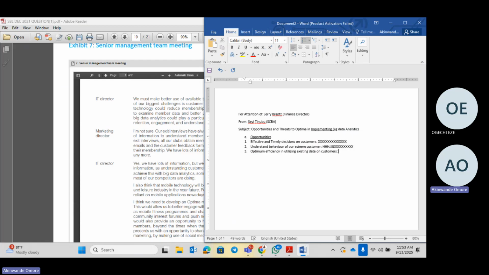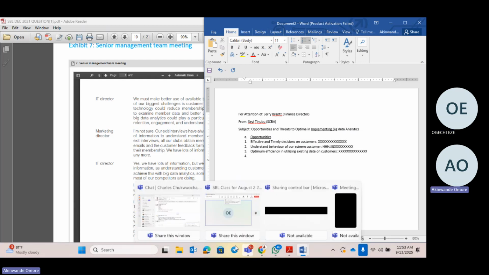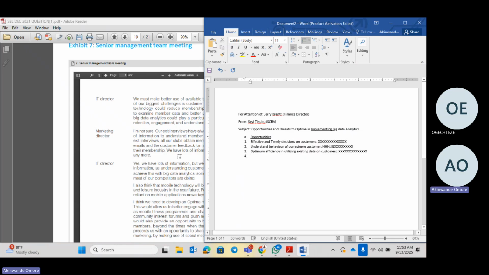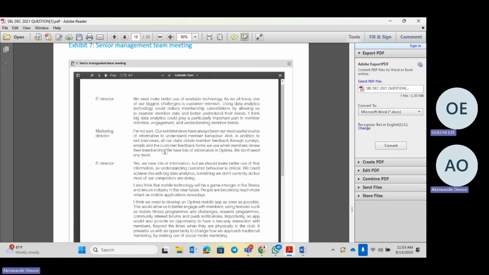So when we are explaining soon, we'll make reference to the discussion of the marketing director, and we must be customizing our answers to data analytics. Okay. So let's see if we can get another point. And how we guide you on the number of answers to give is based on the marks that are available. So yes, we have a lot of information, but we should make sure we can make better use of that. Okay, so you should respond to that.